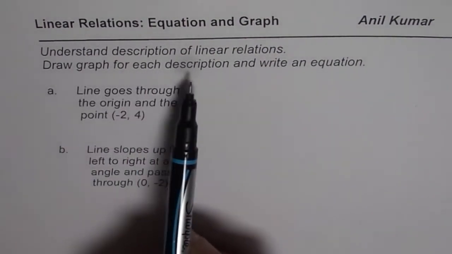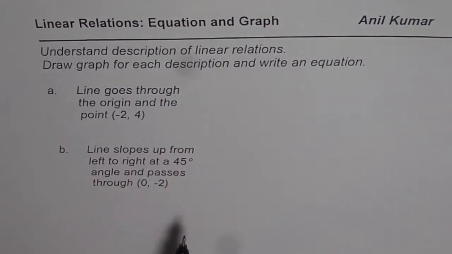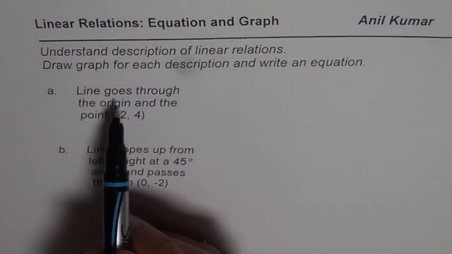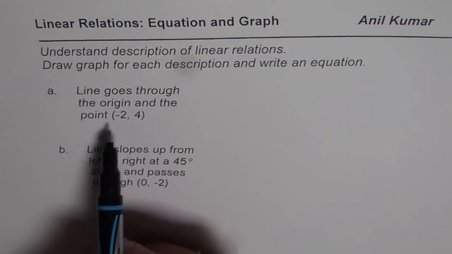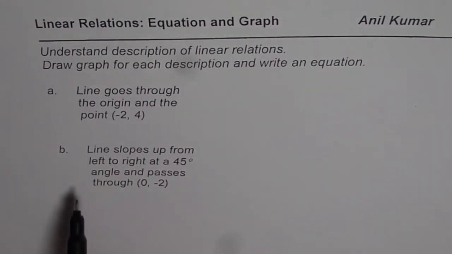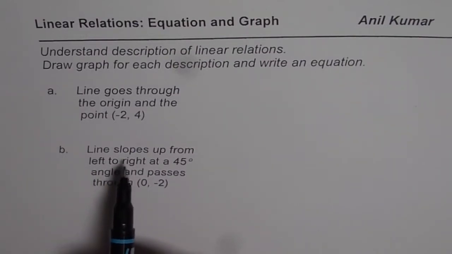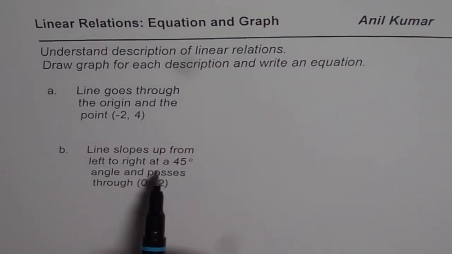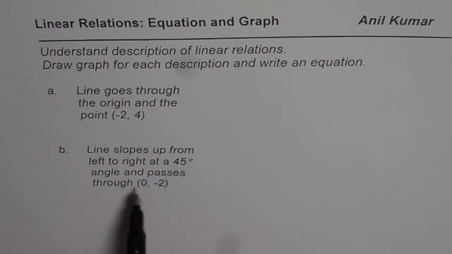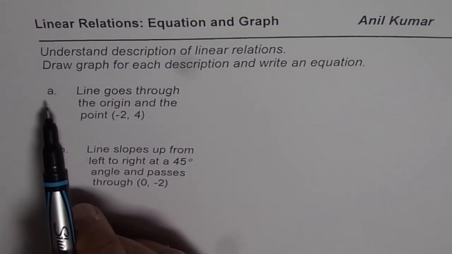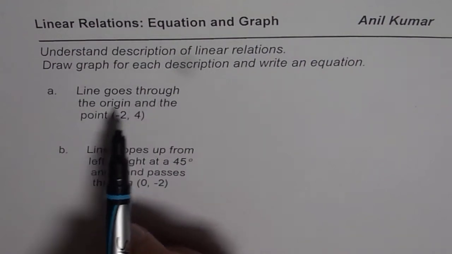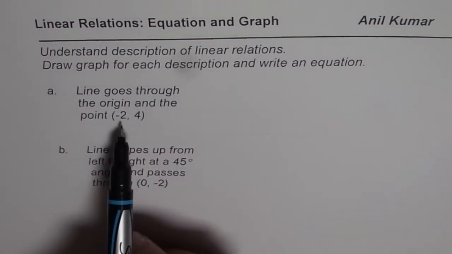Draw a graph of each description and write an equation. In every set we'll have two, which I'll do for you, and I hope these descriptions will help you understand linear relations better. The first one here is, line goes through the origin and the point -2, 4. The second description, for the second line, is, line slopes up from left to right at a 45 degree angle and passes through 0, -2. Let us first understand the description given in A, which is line goes through the origin and the point -2, 4.